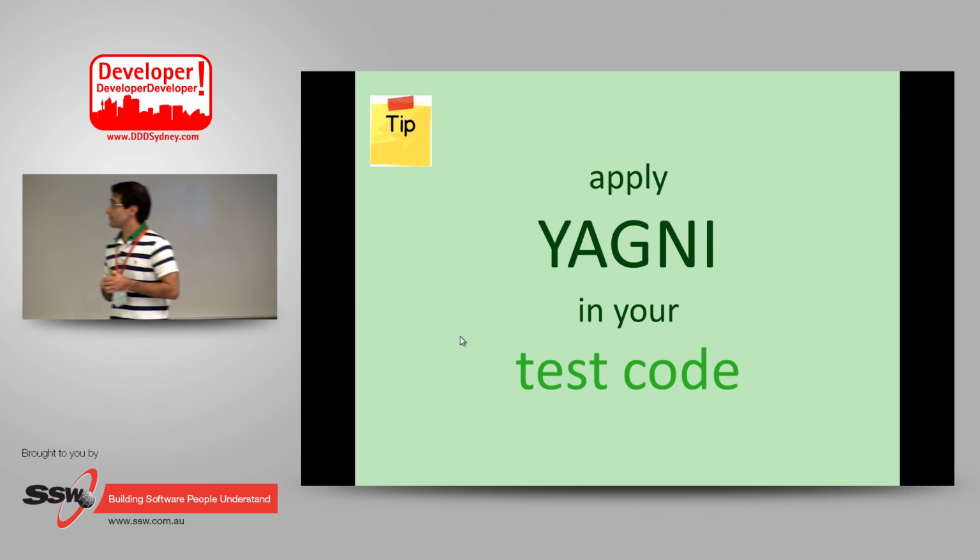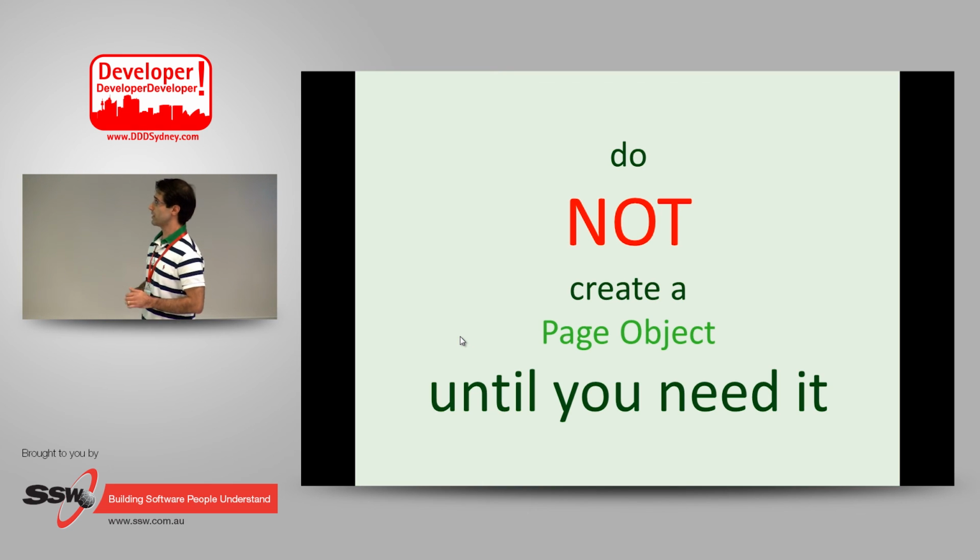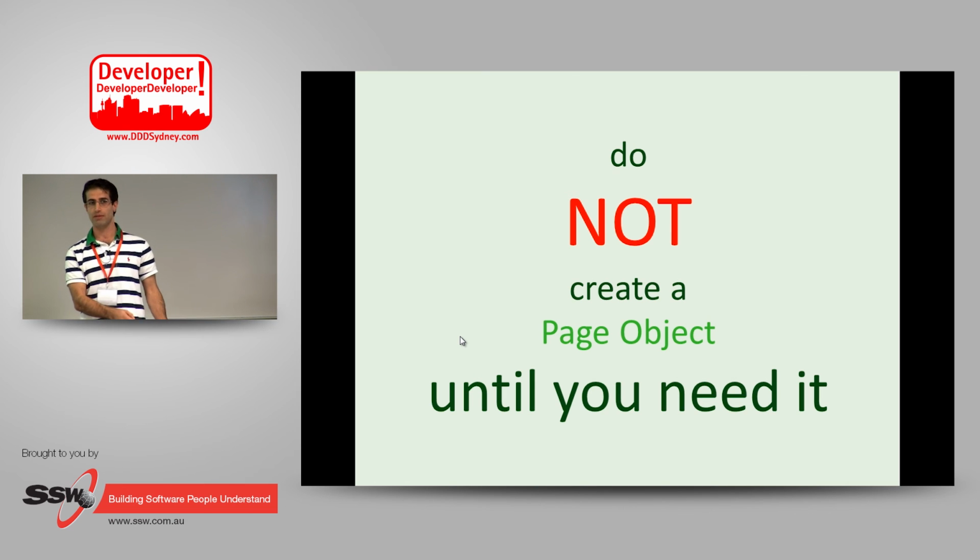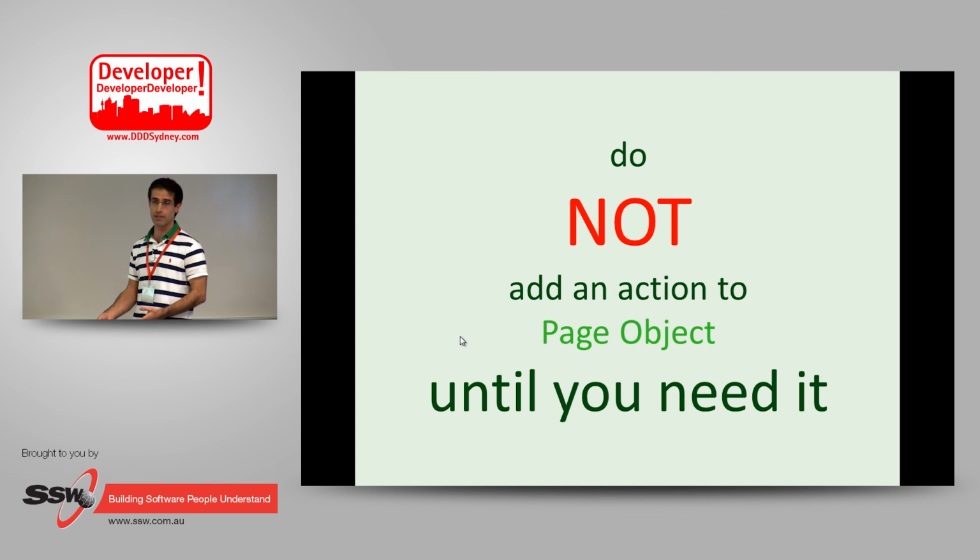Next tip, you ain't gonna need it. You ain't gonna need it in your code, and you ain't gonna need it in your test code. Don't create page objects if you don't need them. Just because you created this page doesn't mean that you should go and straight away create a page object for it. If you're testing that page object in one place, it doesn't mean that you have to go and create every single link to that page object.